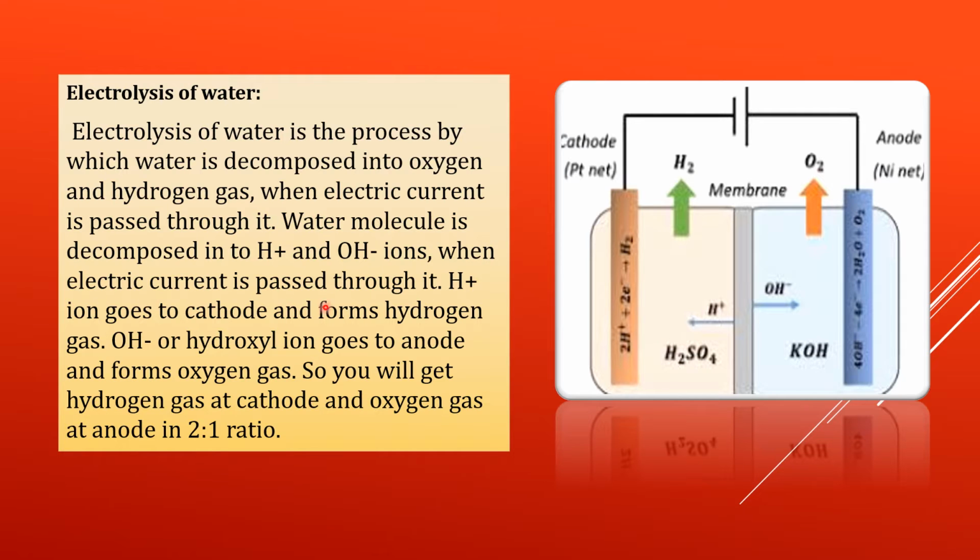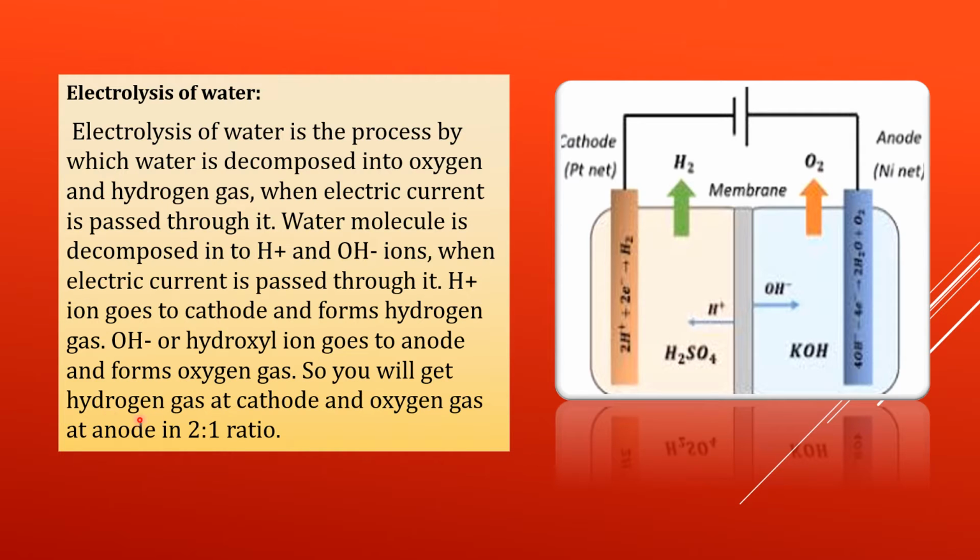When electric current is passed through it, the H+ ion goes to the cathode and forms hydrogen gas. Because H+ is a cation, I told you in my previous slide that cation goes to cathode. That's why the H+ ion goes to the cathode and forms hydrogen gas. How? I'm telling you later. And OH−, that means the hydroxyl ion, is an anion, so the hydroxyl ion goes to the anode, because anion goes to anode, and forms oxygen gas.